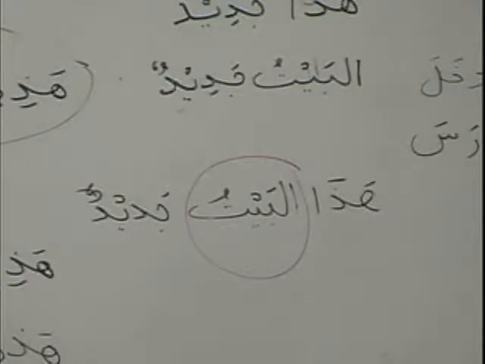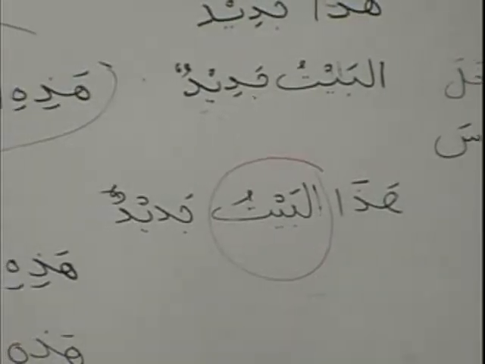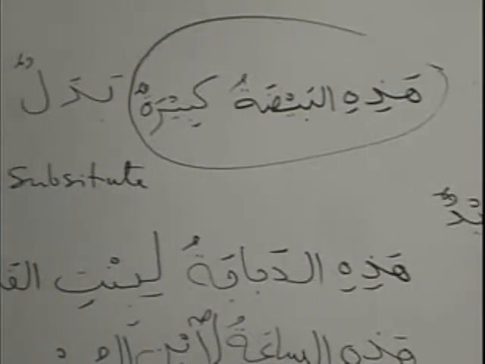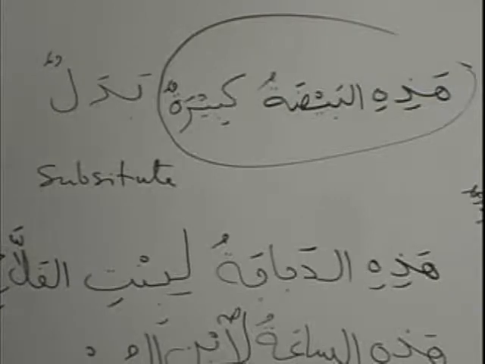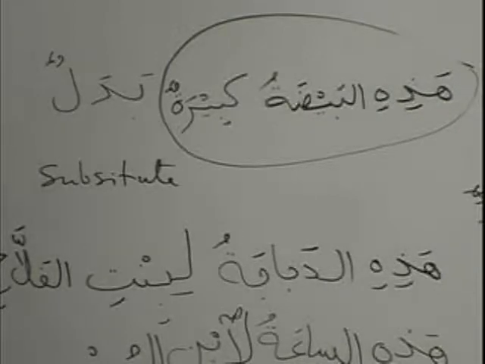هَذِهِ الدَّجَاجَةُ لِبِنْتِ الْفَلَّاحِ. This chicken is for the farmer's daughter. Fallah is the farmer. Binti is the daughter. How do I analyze, brother? هَذِهِ is mubtada. الدَّجَاجَةُ is badal. Now I have to look for the khabar. The khabar is not one word. Khabar is jar majrur. So what is li? Harf jar. Harf jar needs an ism majrur next to it. So what is binti? Ism majrur.